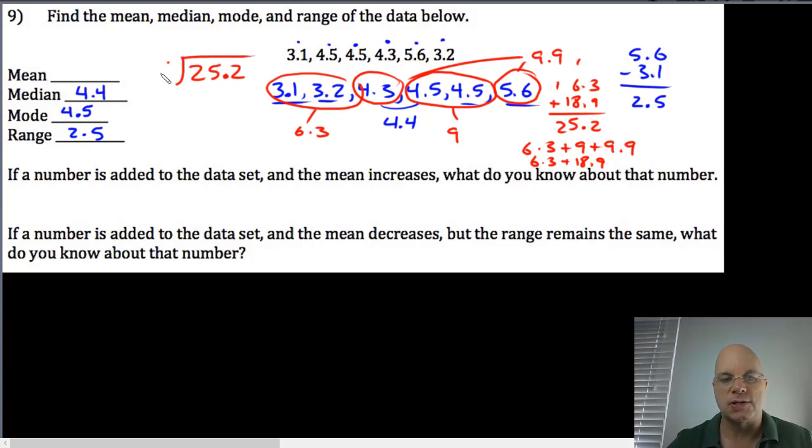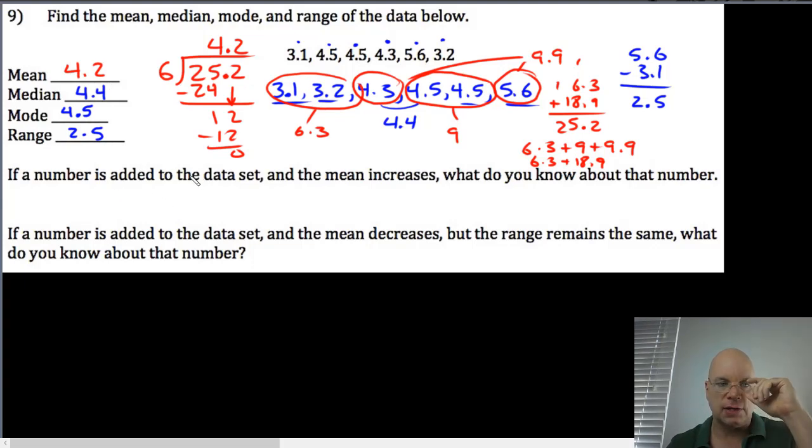And then I'm dividing by 6 numbers. There are 4 6s in 25. 4 6s is 24. Subtract to get a difference of 1. I should line up this decimal in my quotient. Then I can bring down the 2, and there are exactly 2 6s in 12. So the mean is 4 2/10.